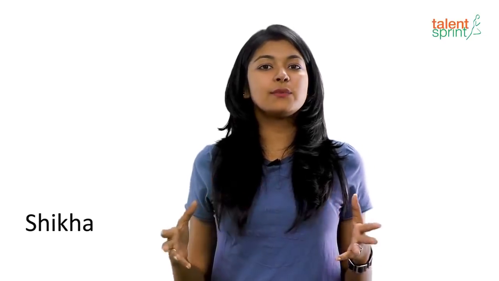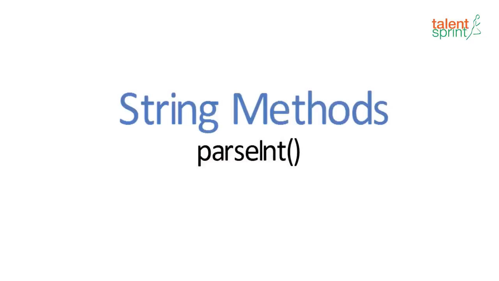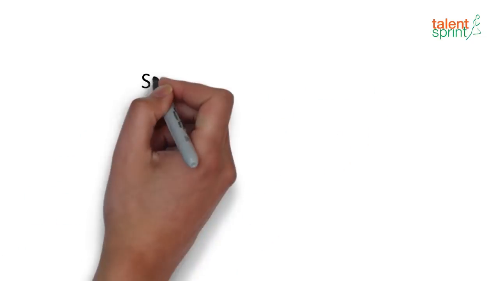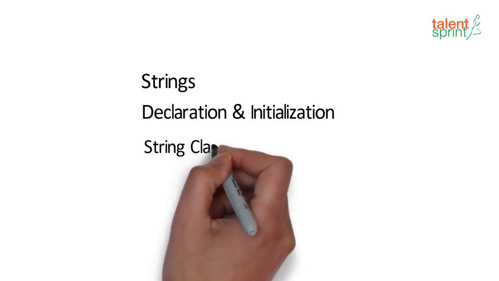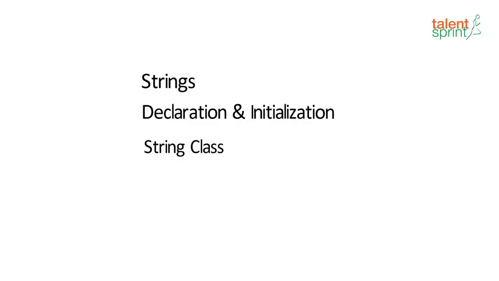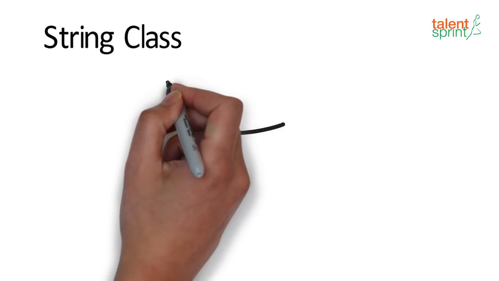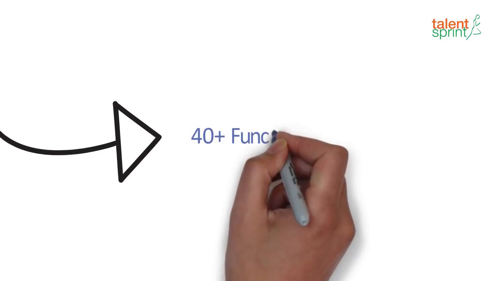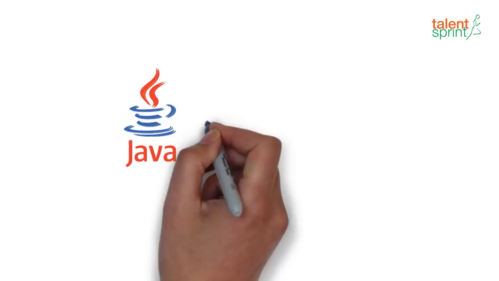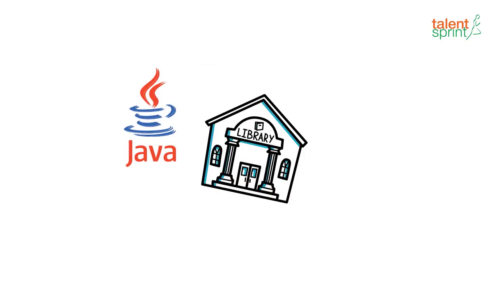Course. In today's video, we'll talk about a very important function provided to us through the string class, which is used while programming to make our job easier. In the previous video, we introduced you to strings, declaration and initialization of strings, and the string class. So we have seen how the string class provides us with multiple functions to deal with strings. But in this video, we'll take a look at an interesting conversion function provided by the Java library to work with strings.